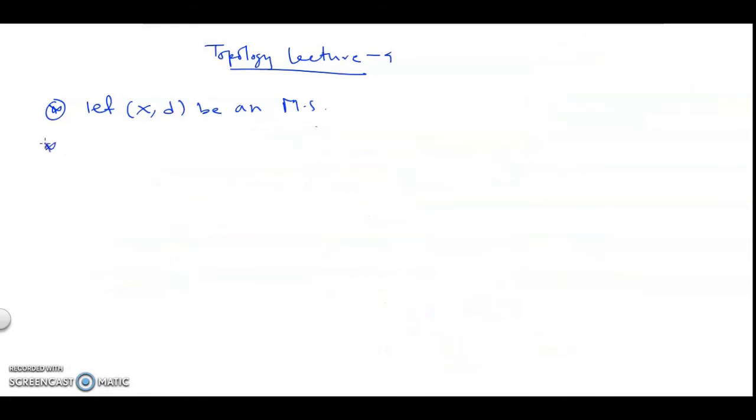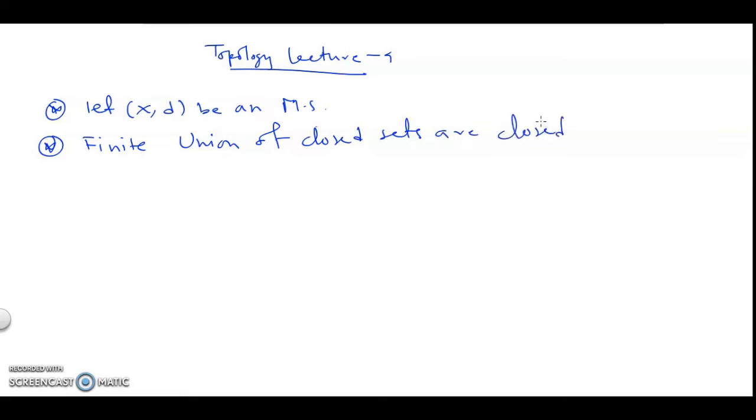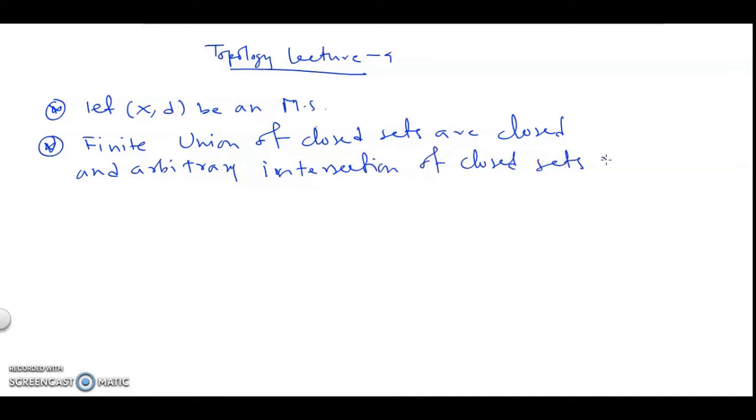Now the second fundamental result is: finite union of closed sets is closed, and arbitrary intersection of closed sets is closed.